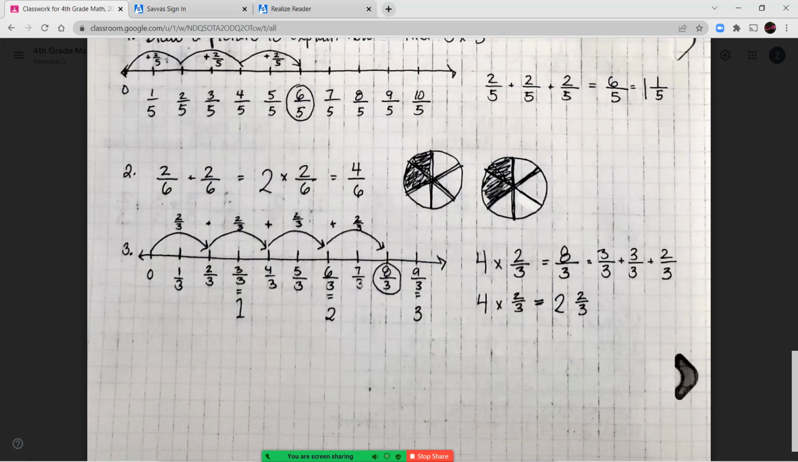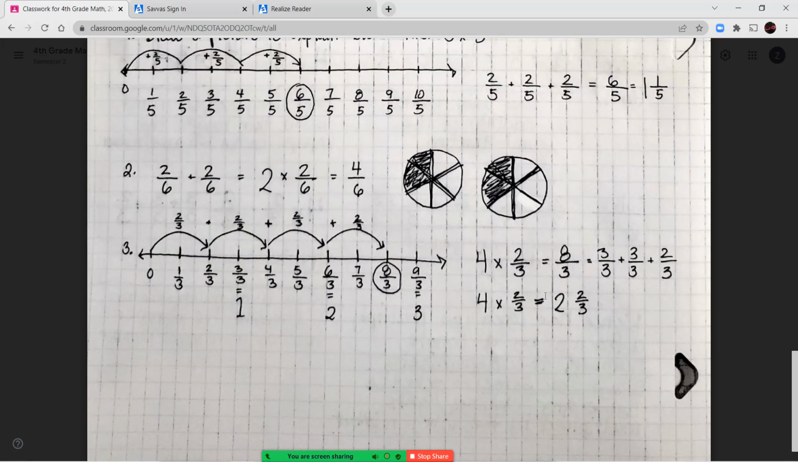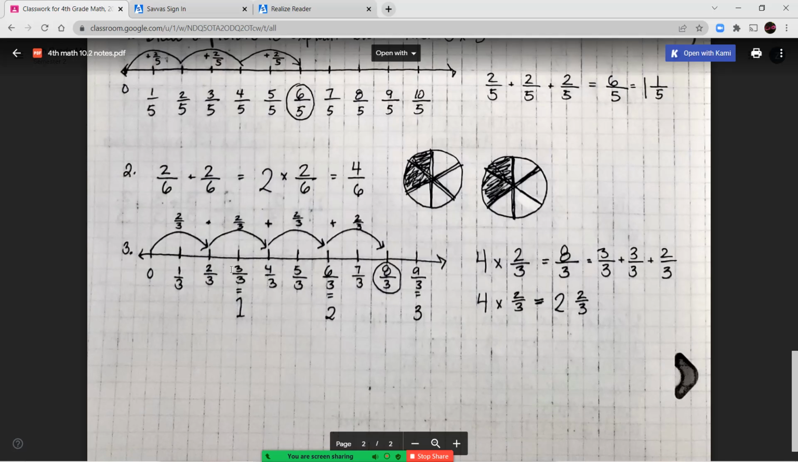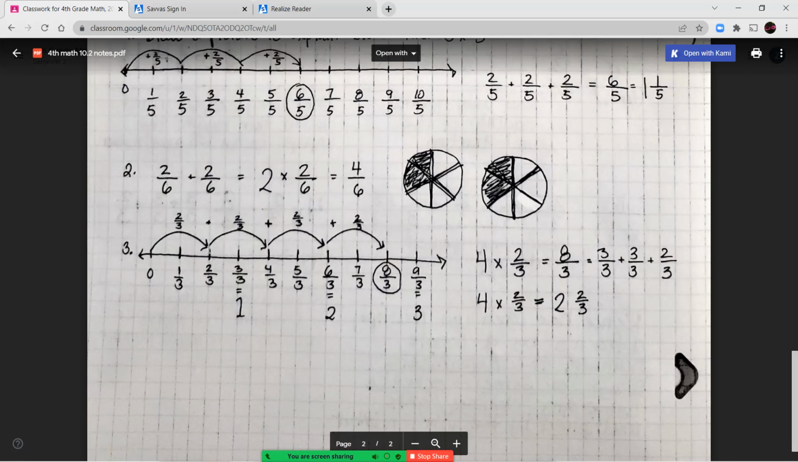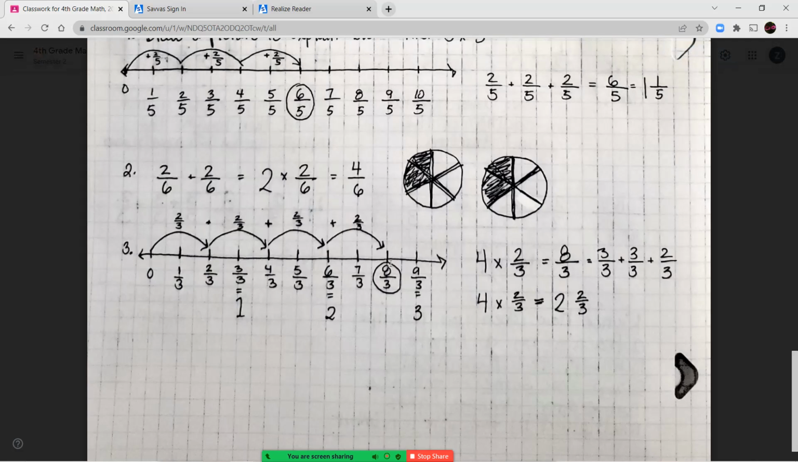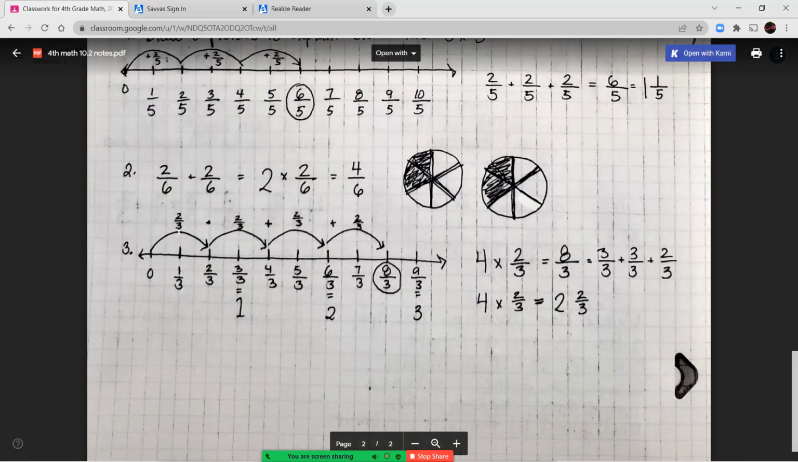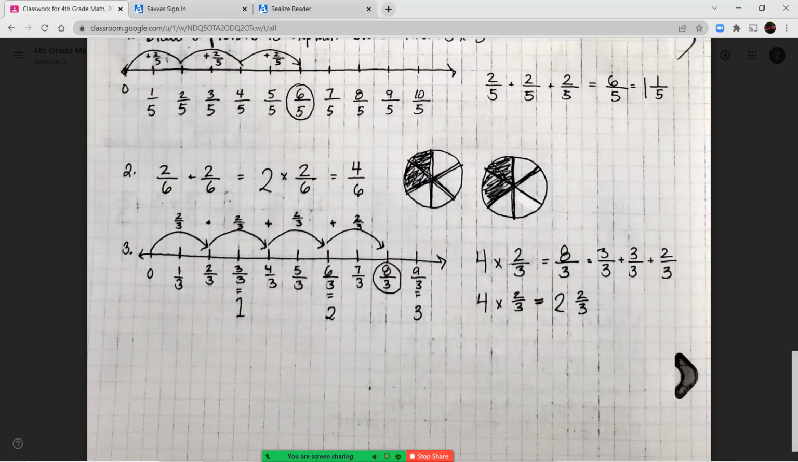For number 3, we have a number line, and we're going to write an equation to show what is shown on the number line. So my number line I can see is split into thirds, and it goes out to 3 whole, which is 9/3. And it shows me skipping groups of 2. So 2/3, 2/3, 2/3, 2/3. So I know I'm skipping by 2/3, and I'm making 1, 2, 3, 4 jumps. So that's 4 times 2/3, which lands me at 8/3.